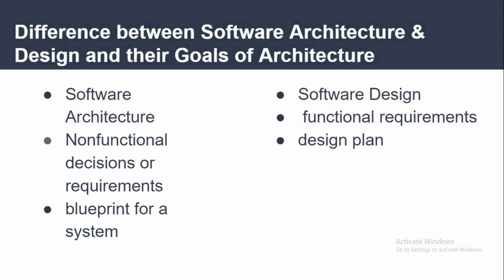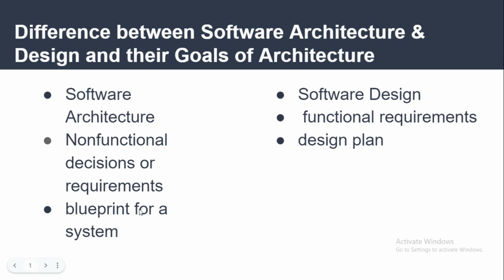given software project. We can segregate software architecture and design into two distinct phases: software architecture and software design. In software architecture, non-functional decisions are cast and separated by the functional requirements. In design, functional requirements are accomplished.